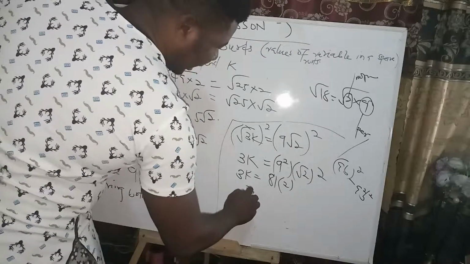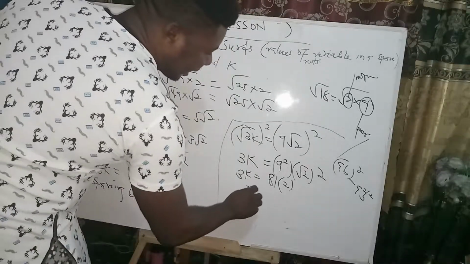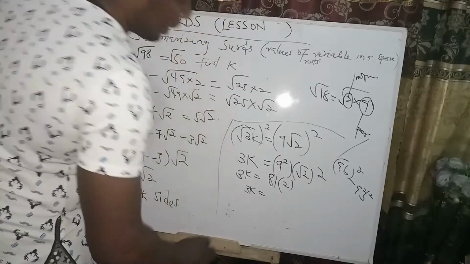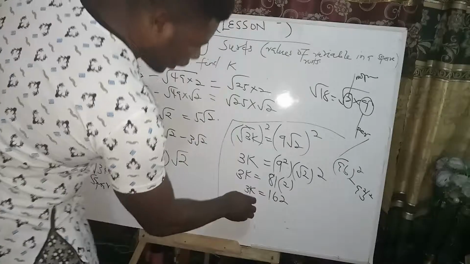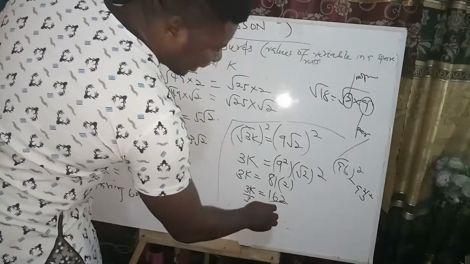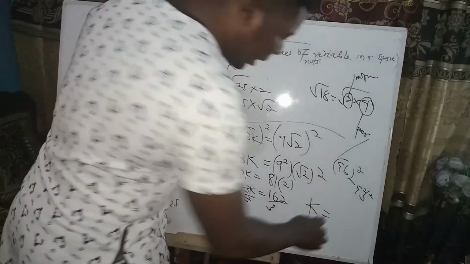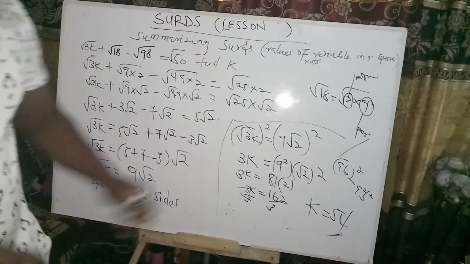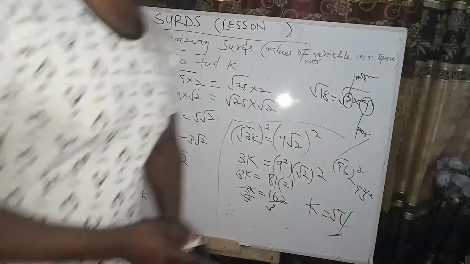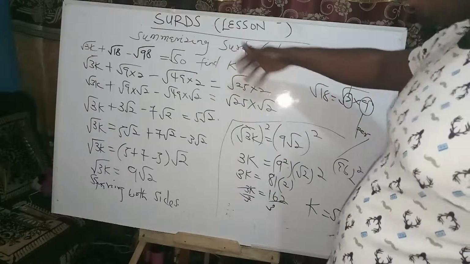So now 3k equals 81 times 2, which gives us 162. Divide through by 3, and we can see that our k is equal to 54. So simple, very simple.